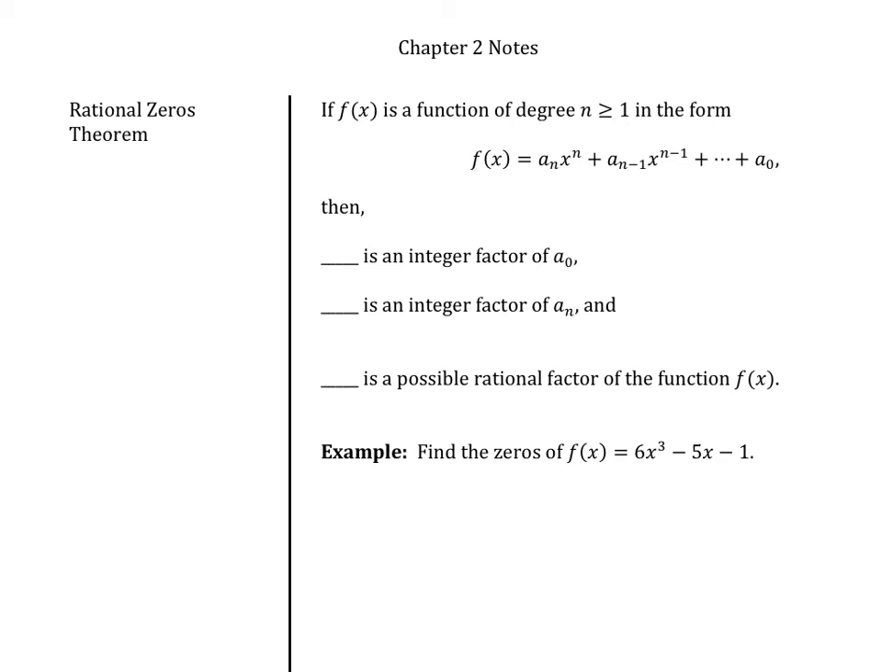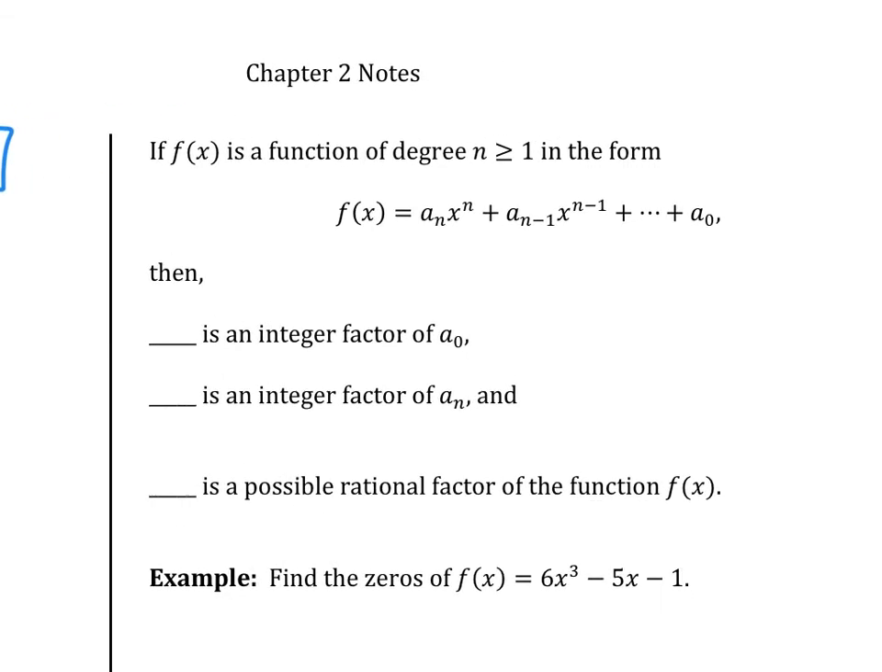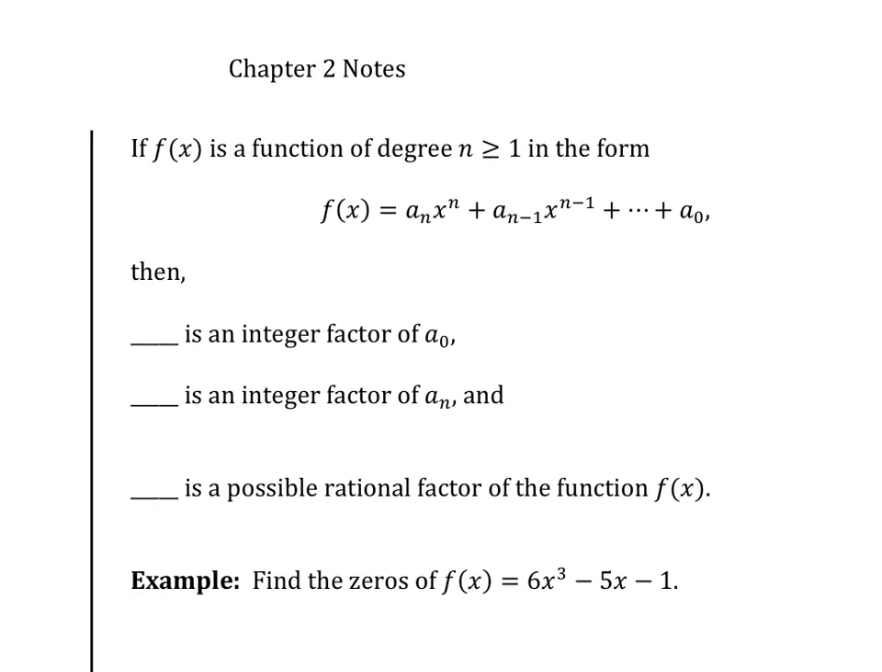Now, what if you don't have a graph and you have to start guessing what the zeros are? What are you going to do? Well, we can use this theorem called the rational zeros theorem or rational roots theorem to give us the best guess of where to start thinking about where the roots are. And if you recall this from last year, this is how you do this.